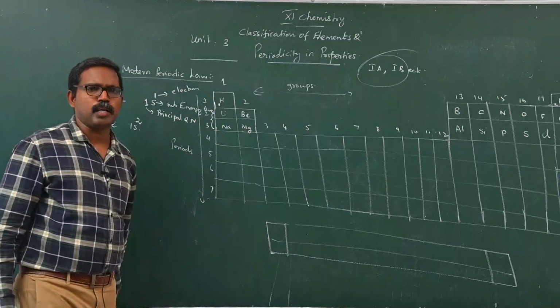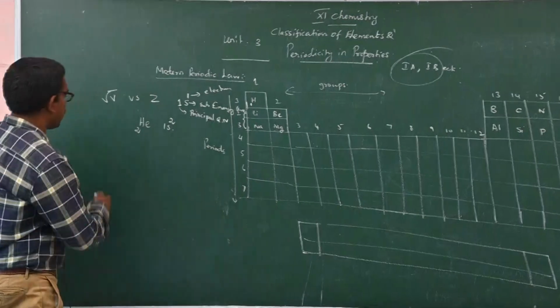How to write the electronic configuration of these elements? Let us consider the second period.